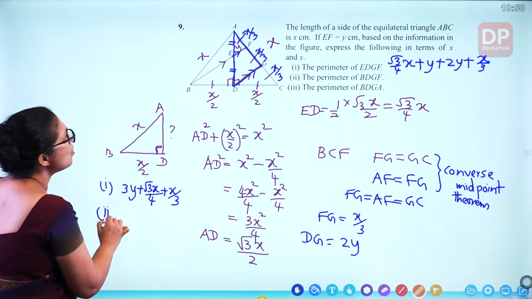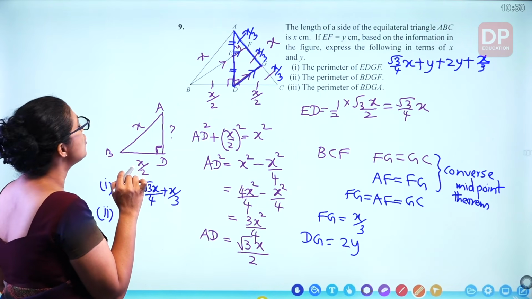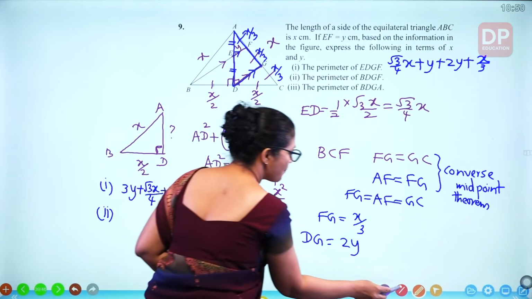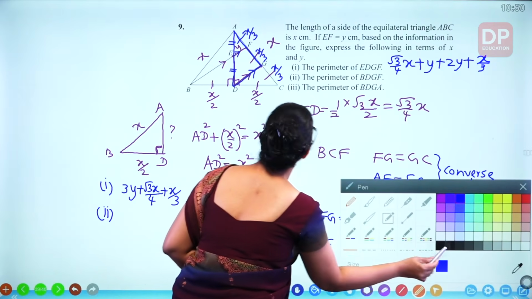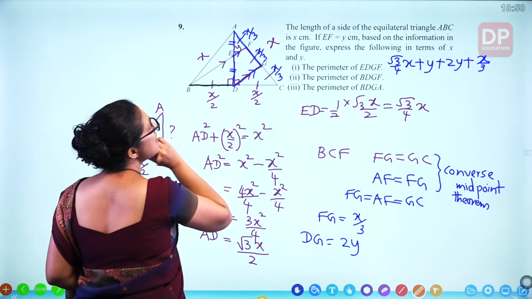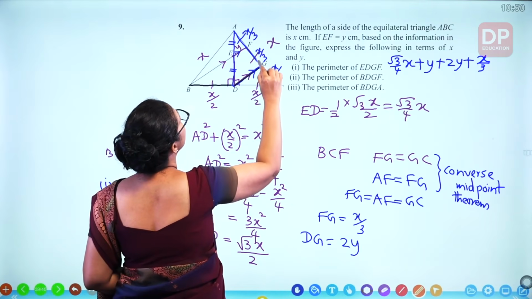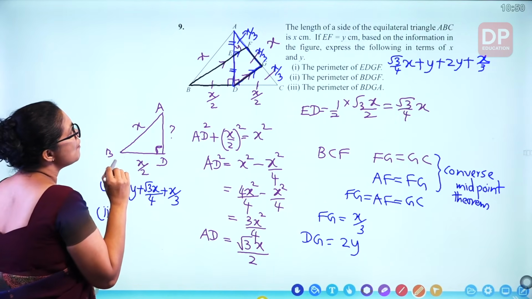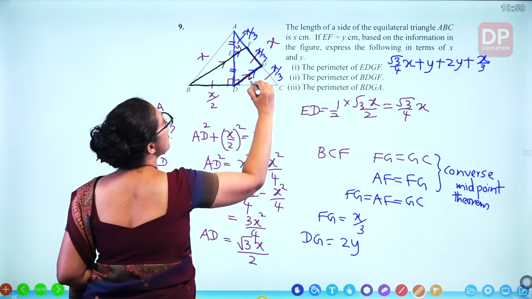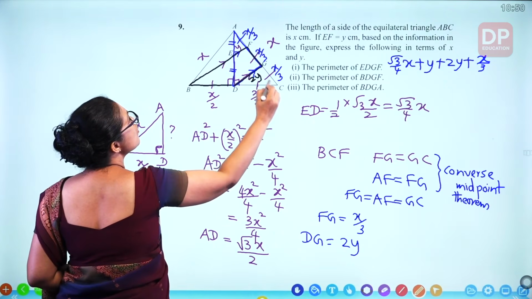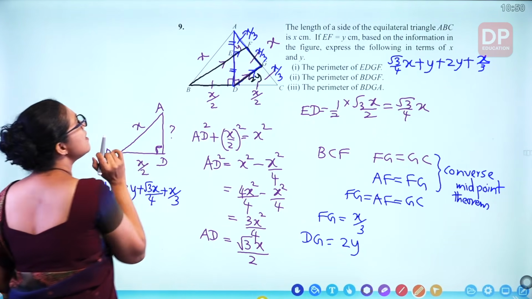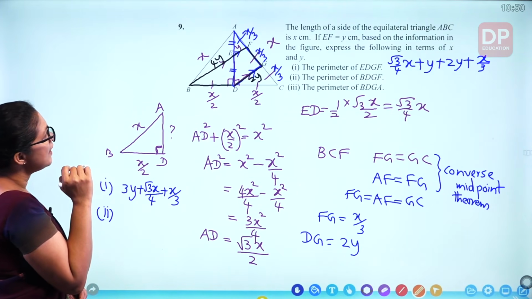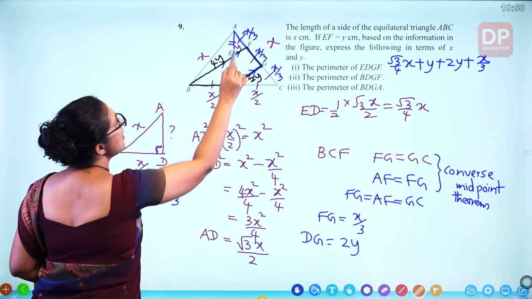Now, what's part 2? The perimeter of BDGF. We'll take another color, black one, BDGF. This one. Now, how can we find out this one? We found out this is 2y. So according to the midpoint theorem, this is double of that. So this becomes 4y. Then this is x over 2 and this is x over 3.